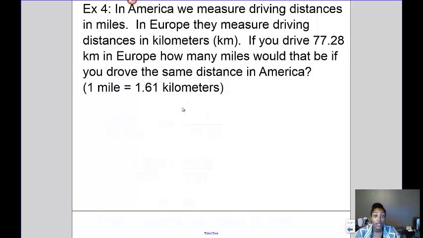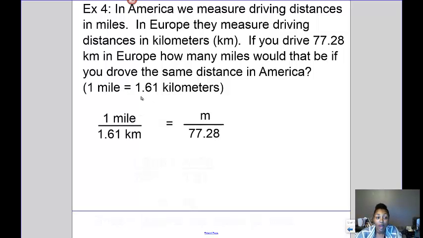So for this one, I'm going to set up a proportion. Remember, my first ratio is going to be from the given conversion factor. That's going to be my first ratio. The second ratio is going to take from the problem, what do I know, what do I have, and then what do I need a variable for. So I'm going to set it up where I've got 1 mile over 1.61 kilometers. And then in the problem, they gave me 77.28 kilometers. Because kilometers is at the bottom of this ratio, it's going to be at the bottom of this one. So the 77.28 goes at the bottom. And then what I don't know is miles. So I'm going to put a variable for that.